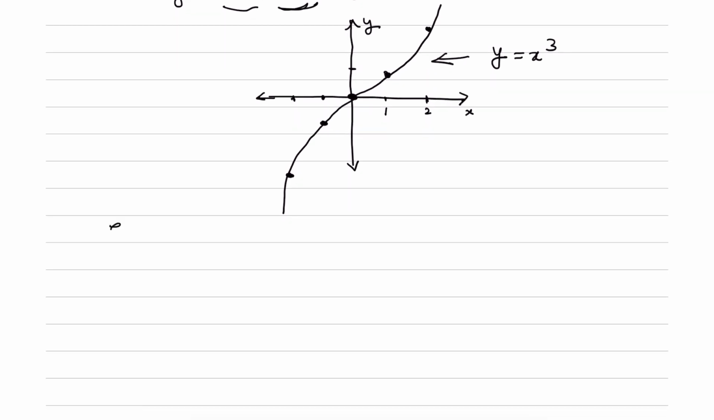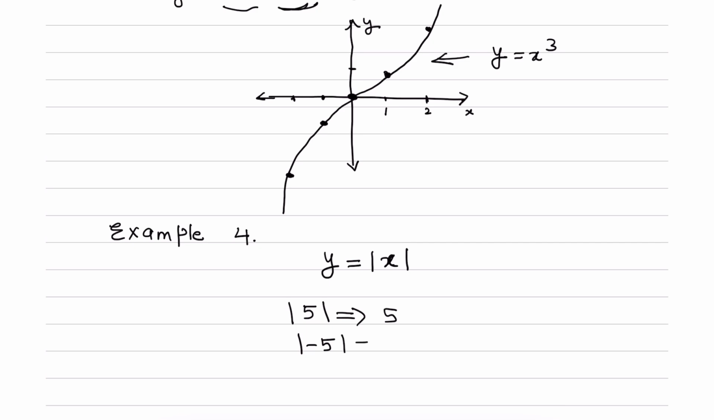We can have a look at another graph for the function y equal to absolute x. So what is the role of these two lines, the absolute function? Any value that you plug in this absolute function becomes positive. For example, absolute 5 is just 5, and if there is a negative number, it also becomes a positive number. So the absolute function makes every number positive.